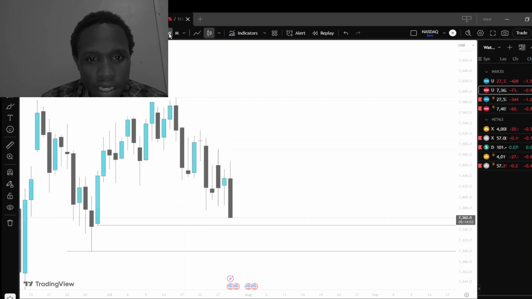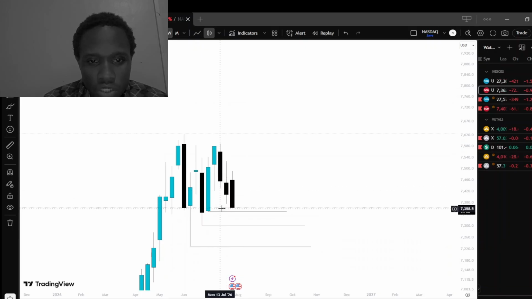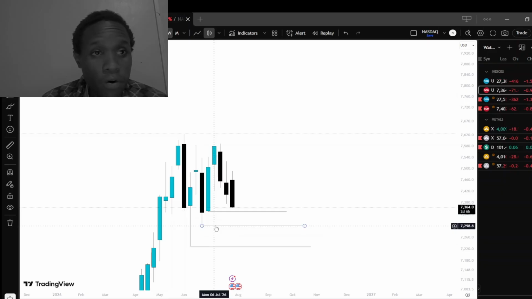So on the weekly, previous week we had this huge displacement candle to the downside. So basically, coming into this week, I was expecting a continuation of that to sweep the previous week low, and then this week, and then this week low.